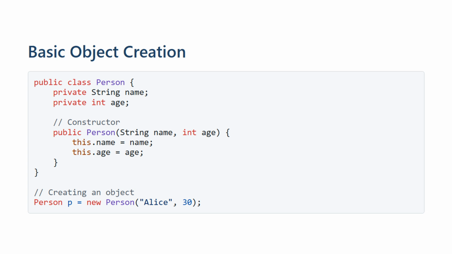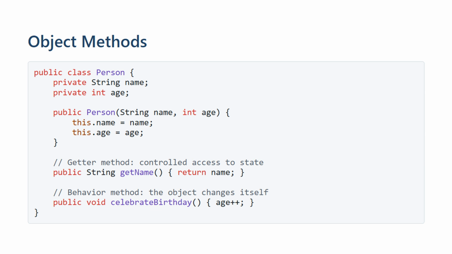Here's a simple class, Person. It has two pieces of state, a name and an age, and a constructor that sets them. To create an object, we call the constructor with the required arguments. The constructor's job is to make sure the object starts life in a valid state. If a field is required, make it a constructor parameter and validate it there.